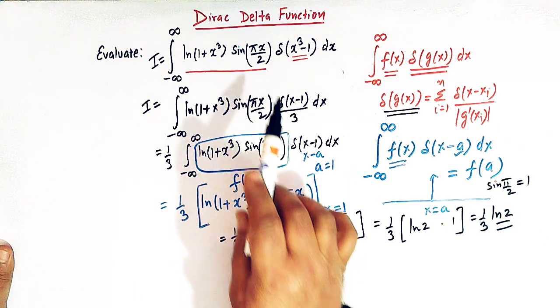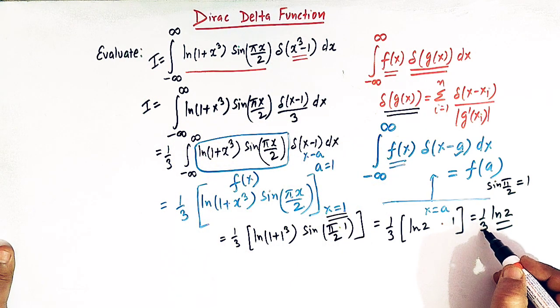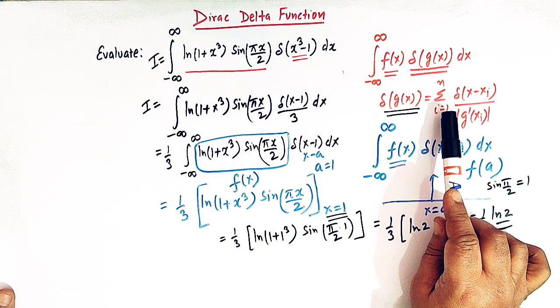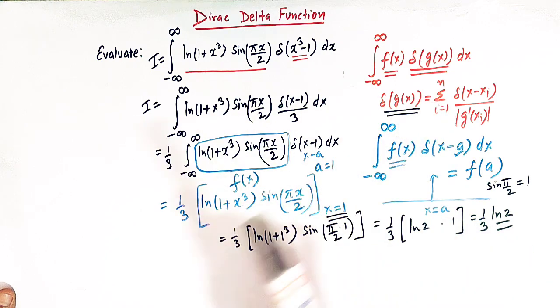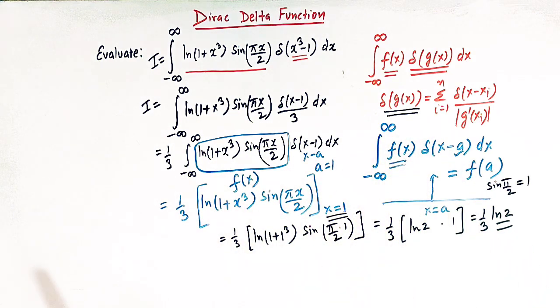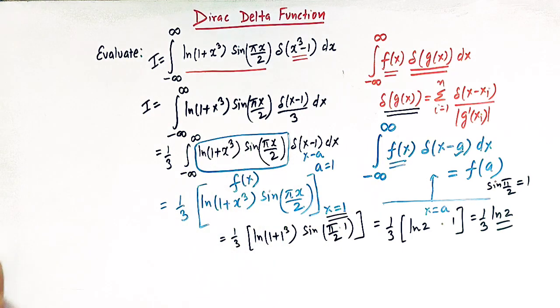So viewers, the value of this integral is equal to 1 over 3 times the natural log of 2. So viewers, this is how, by making use of this important property of the Dirac delta function and the definition of the Dirac delta function, we can evaluate or compute the values of these types of integrals.